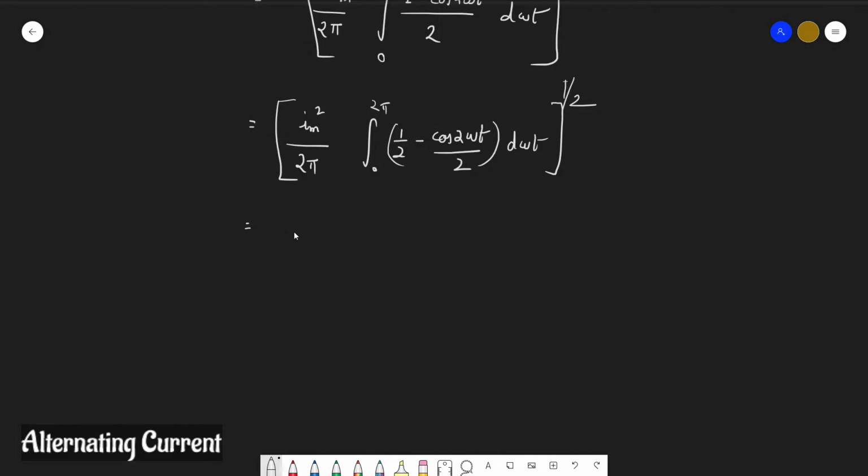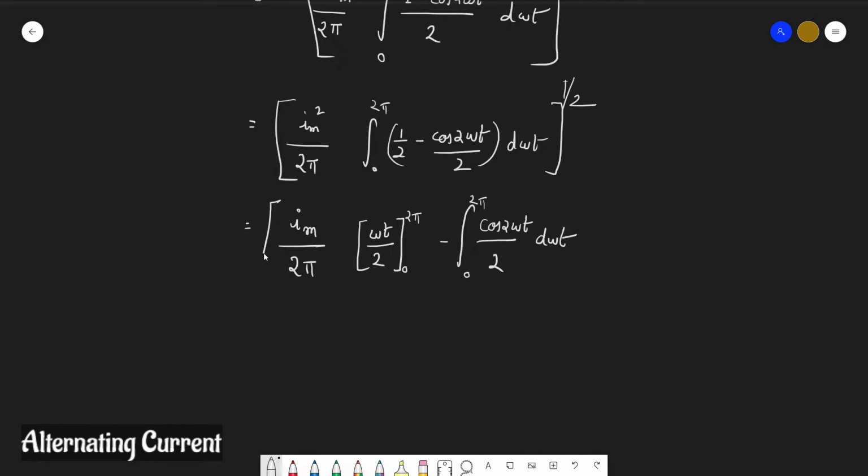So if you see Im squared by 2 pi, half, if you integrate this, this will be omega t by 2, and the limits are from 0 to 2 pi. Okay, minus integration of 0 to 2 pi, this cos 2 omega t by 2 d omega t, and this whole is under root.